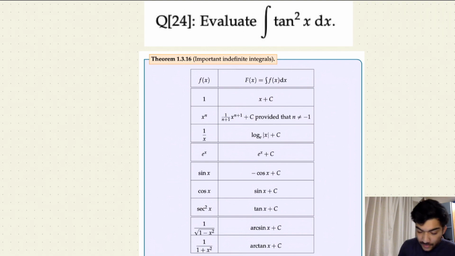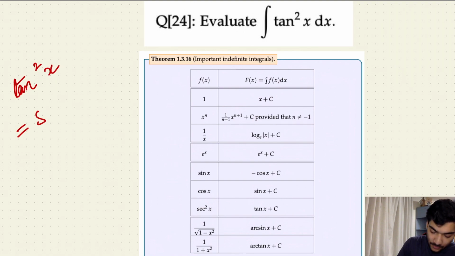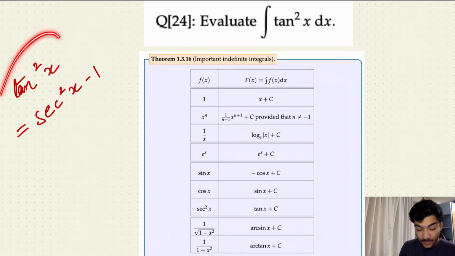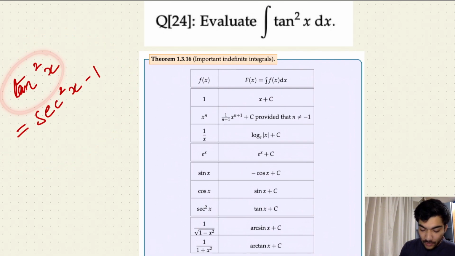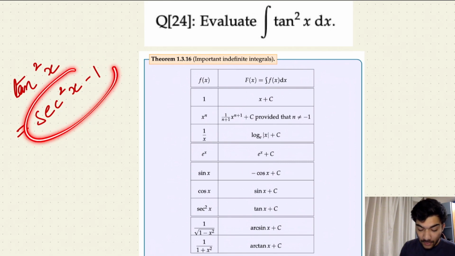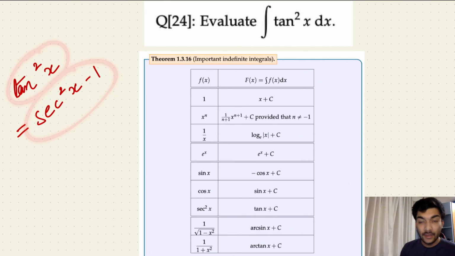The relation is tan square x is equal to secant square x minus 1, right? This is the property that we already covered in our previous classes. So we will use this property and convert our tan square x, because I already know an indefinite integral for secant square x and I already know an indefinite integral for minus 1 as well, it would be much easier for me to evaluate the indefinite integral of this expression rather than this expression.